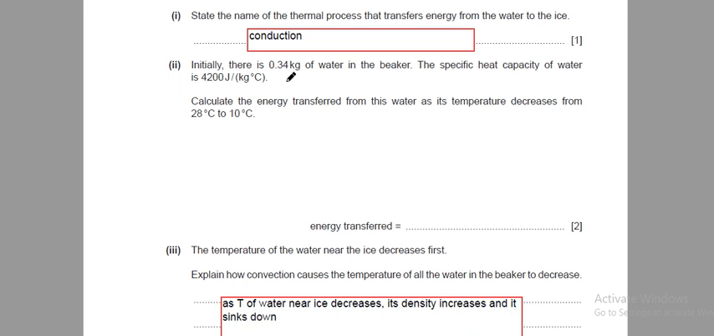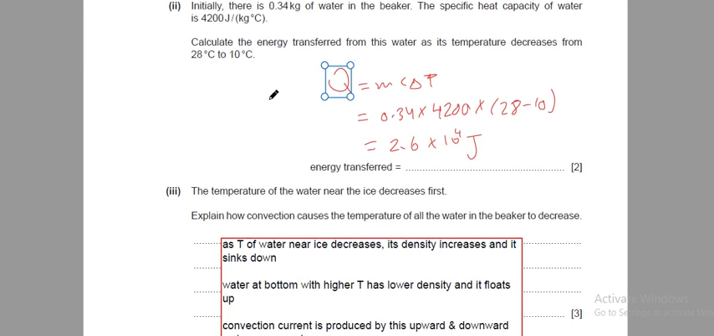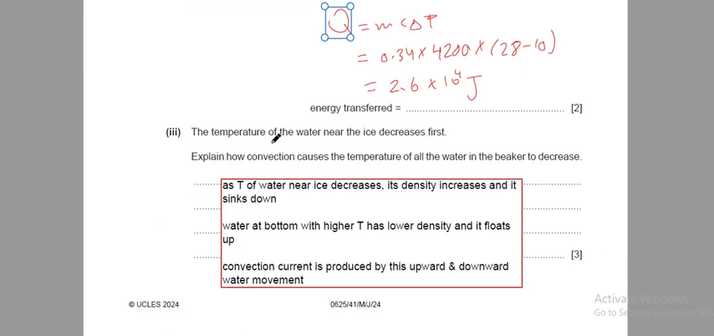Initially, there is 0.34 kilogram of water in the beaker. The specific heat capacity of water is given. Calculate the energy transferred from the water as temperature decreases from 28 to 10. So Q equals m c delta T, which is 0.34 times the specific heat capacity times the temperature change. The temperature of water near ice decreases.